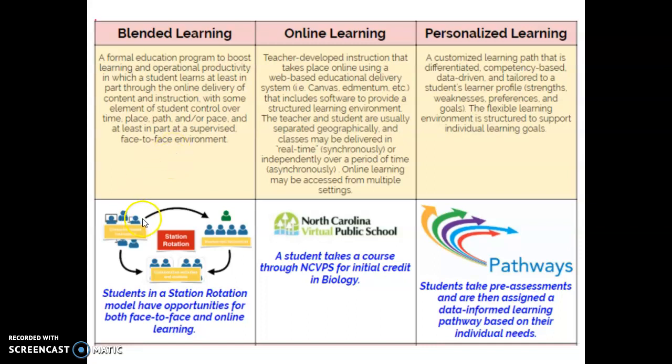An example of that is the station rotation model. The second one is online learning. Teacher-developed instruction that takes place online using a web-based educational delivery system that includes software to provide structured learning environment. The teacher and student are usually separated geographically, and classes may be delivered in real time or independently over a period of time. For an example, this one is about the North Carolina virtual public school. A student takes a course through this to get biology credit.